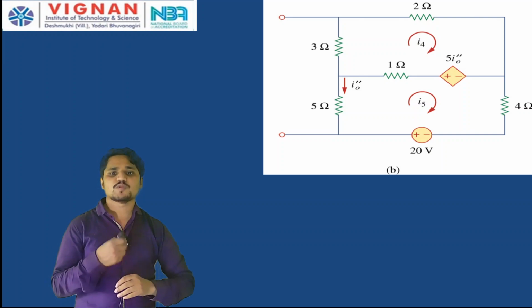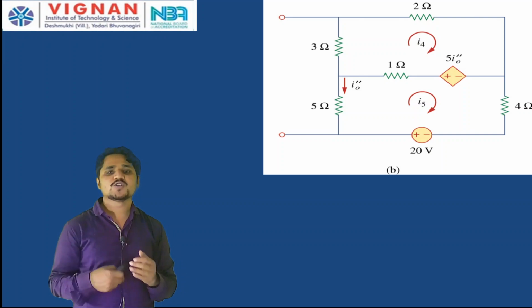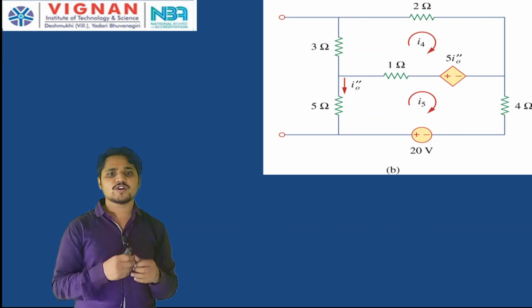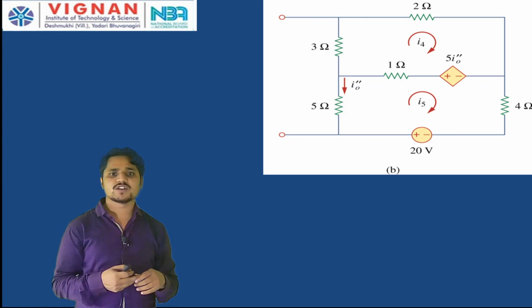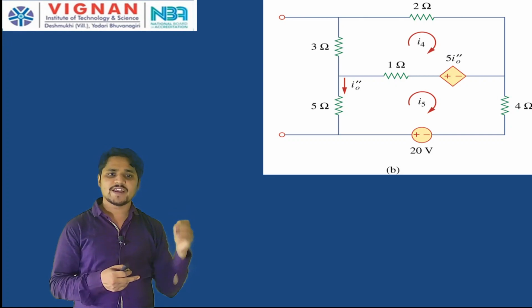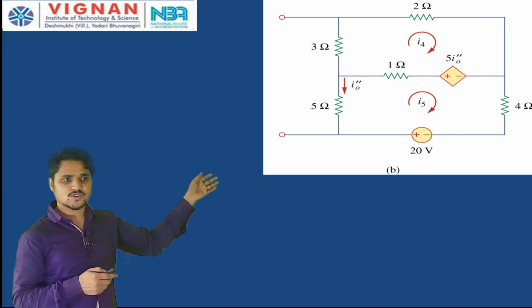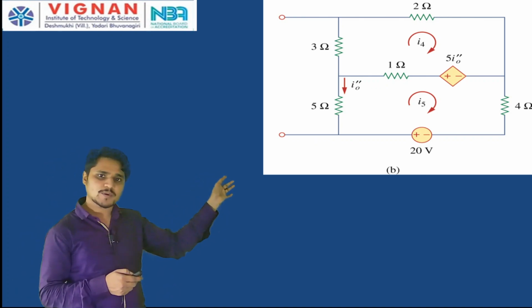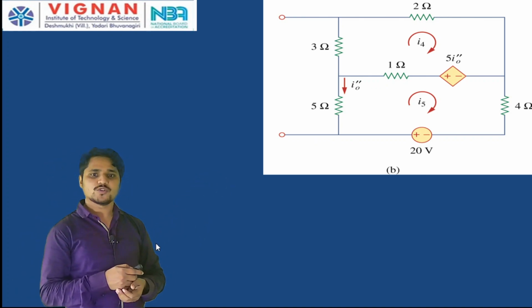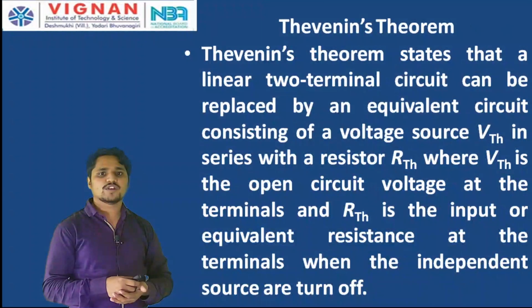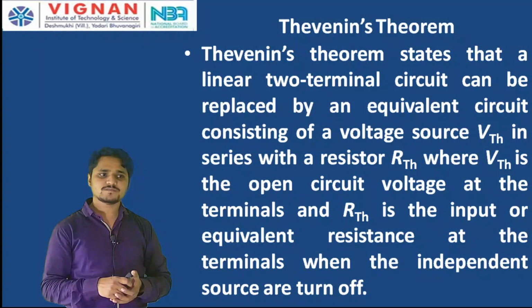Now, according to the superposition theorem, the current flowing through the 5 ohm resistor is I equal to I naught dash plus I naught double dash. That is the superposition theorem. Now, please solve this homework problem as an example problem. So, this is given to you. Okay. So, next one is Thevenin's theorem.